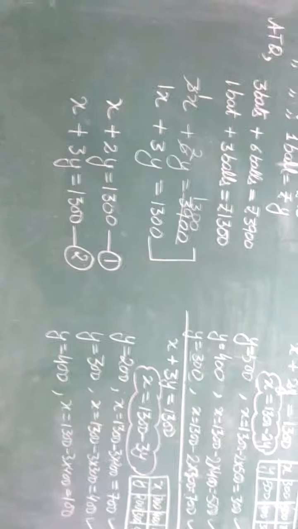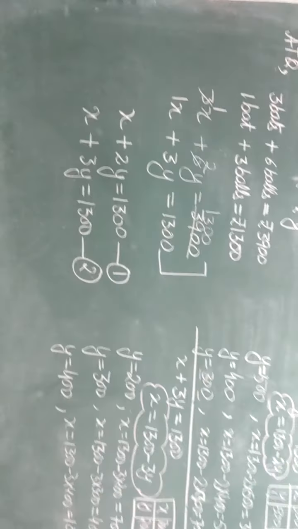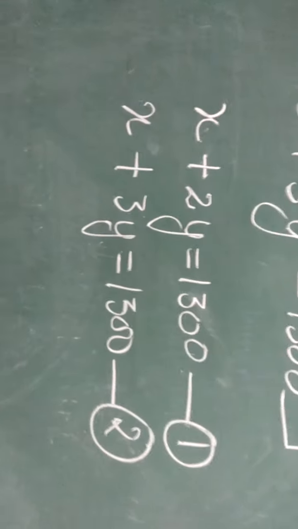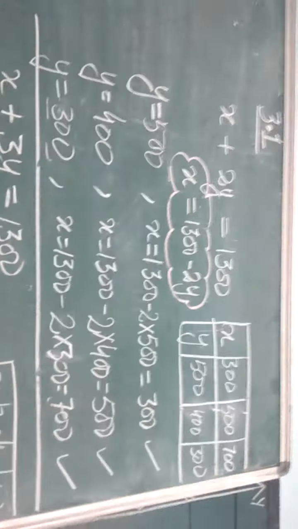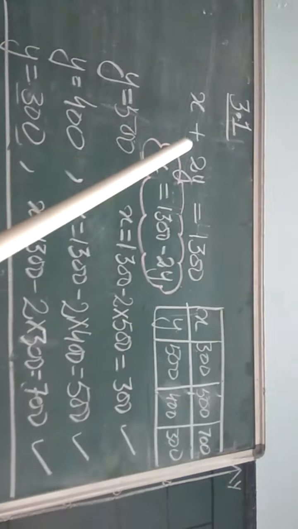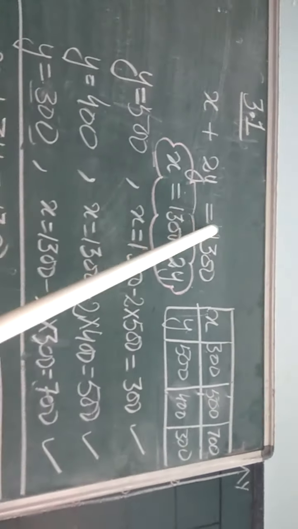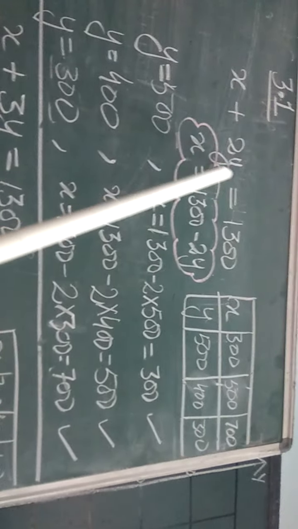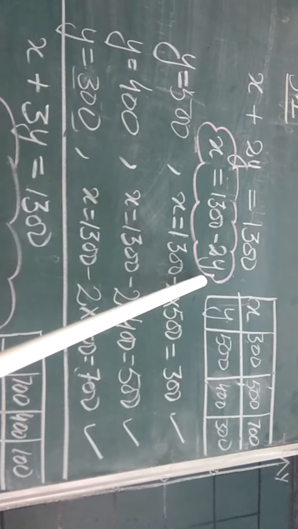Now this is the algebraical representation of the statement. Now we have to represent it graphically. As you know, in the previous lecture I taught you how to represent them graphically. See, the first equation is x plus 2y is equal to 1300. We have to take one variable to the other side. It is plus 2y. When it goes to the right hand side it will become x equals 1300 minus 2y.